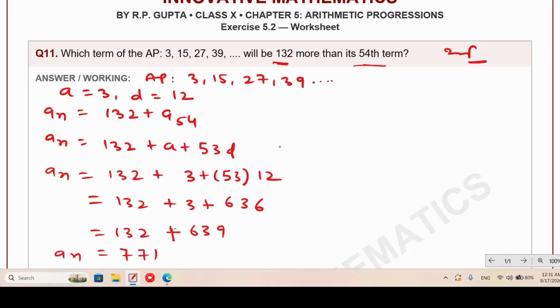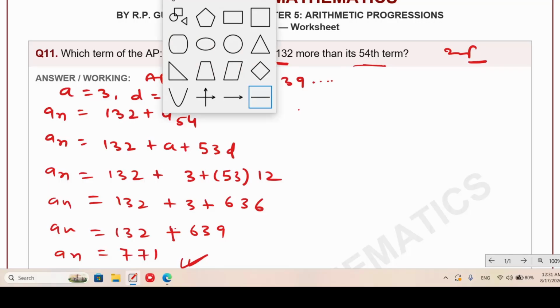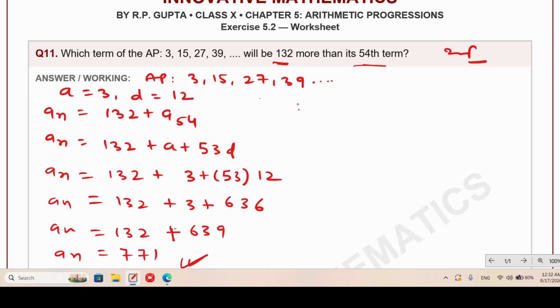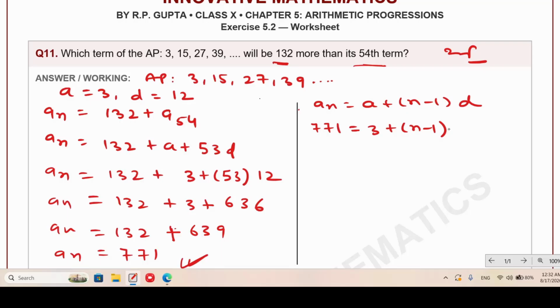So the value of an is 771. The question is asking which term is 771. So we got an, हमने an तो निकाल लिया. अब कह रहा है which term is 771, means we need to find n. क्या? n. So an is equal to a plus n minus 1 into d, and the value of an is 771, and the value of a is 3, and d is 12.